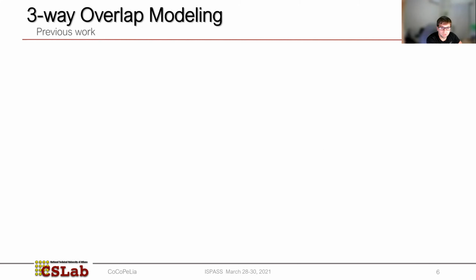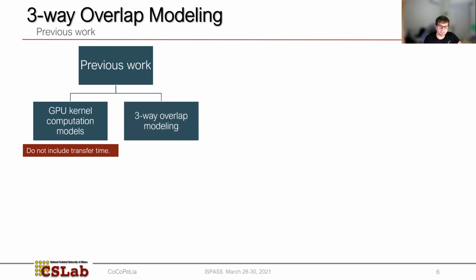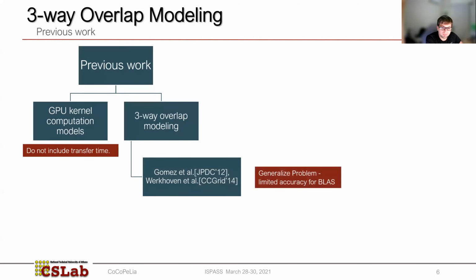Starting with three-way overlap modeling, we first explore previous work. There are a lot of models for GPU kernel computation, especially for BLAS, but these are not applicable to our case because they do not include transfer time. The work regarding specifically three-way overlap modeling is much more limited. First, we have Gomez et al. and later Verhoeven et al., which provide a three-way communication computation overlap model for CUDA streams.